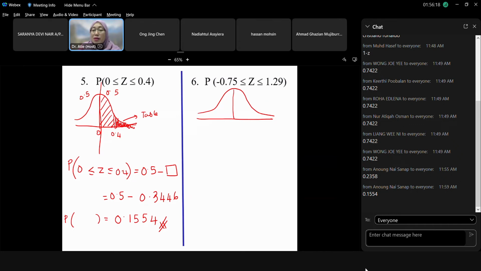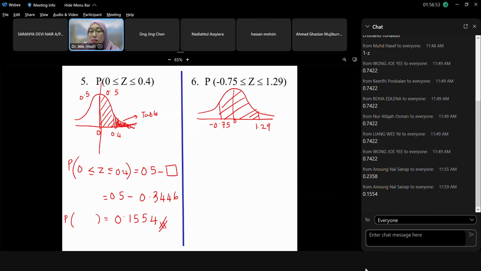Okay, so for the positive we have 1.29, right? And then the negative we have negative 0.75. So the area that we are looking for is actually between these two numbers. Actually, still very easy, because we already understand the concept that the normal table only gives us the area at the tail side. It doesn't matter whether the tail is on the left or on the right. So we have two tails here.